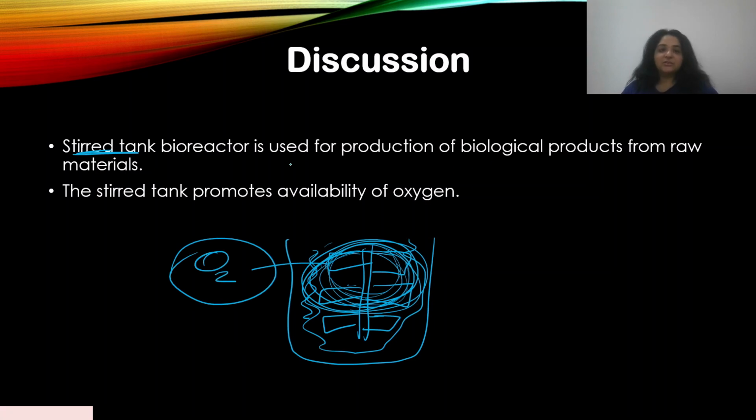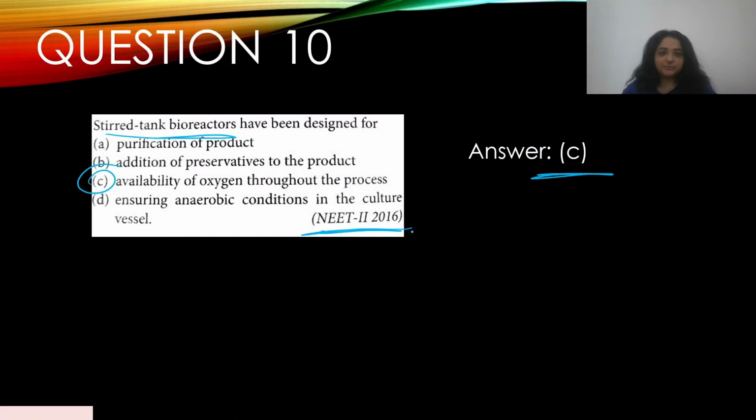So the stirred tank bioreactor is used for production of biological products from raw materials, of course. The stirred tank promotes availability of oxygen. That's the whole point of that particular bioreactor. So you answer the question though: availability of oxygen throughout the process.